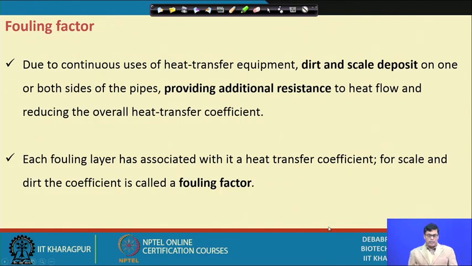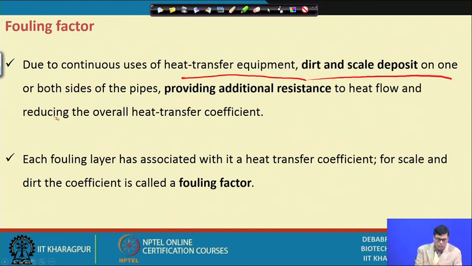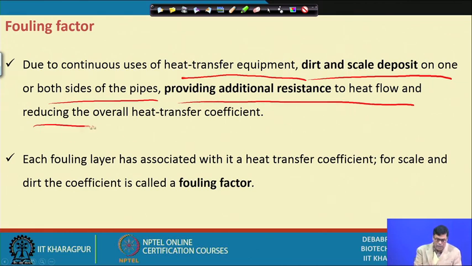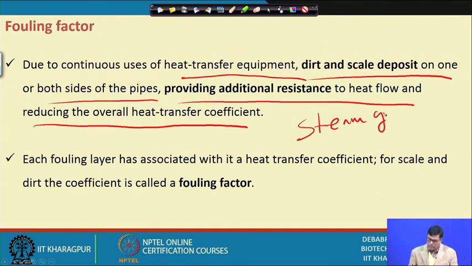So, fouling factor is another important thing that we have in case of heat transfer. Due to the continuous use of heat transfer surface equipment, dirt and scale deposit on one or both sides of the pipe, providing additional resistance to the heat flow and reducing the overall heat transfer coefficient. Now, I can take the example of the steam generator. In a steam generator, the major problem is scale formation in boiler tubes.